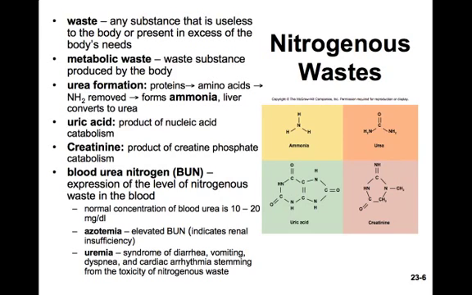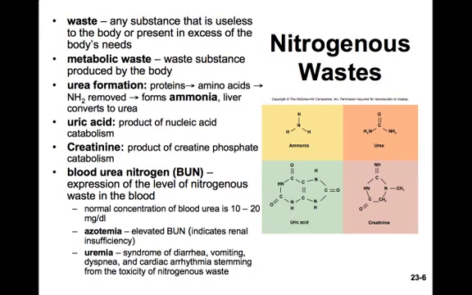Among the most toxic of our metabolic wastes are small nitrogen-containing compounds called nitrogenous wastes. There are 4 classes of them. We've got ammonia, urea, uric acid, and creatinine. About 50% of the nitrogenous waste is urea. This is a byproduct of protein catabolism.